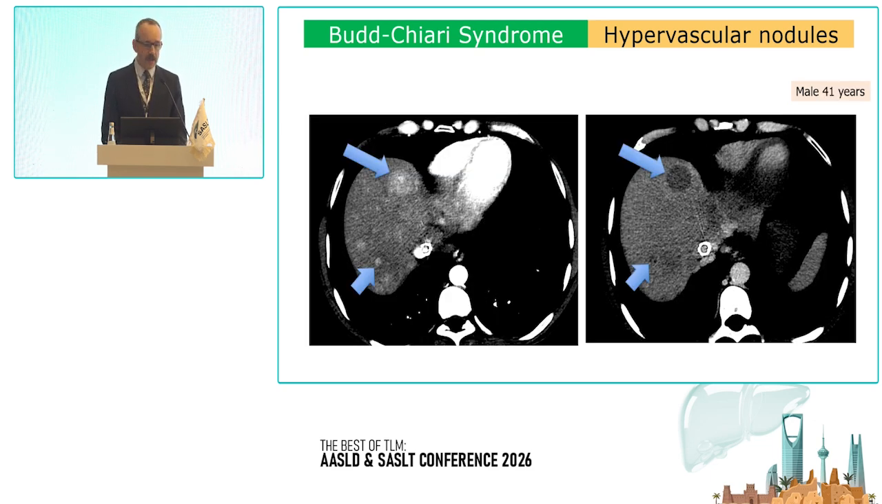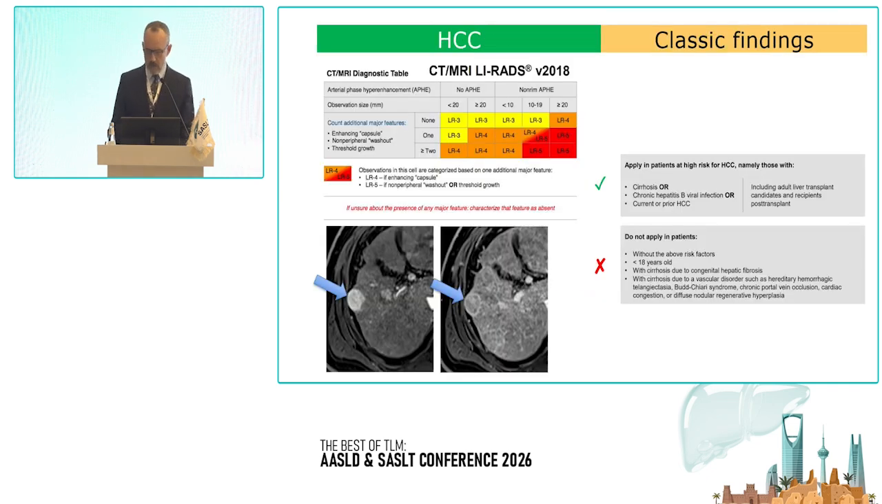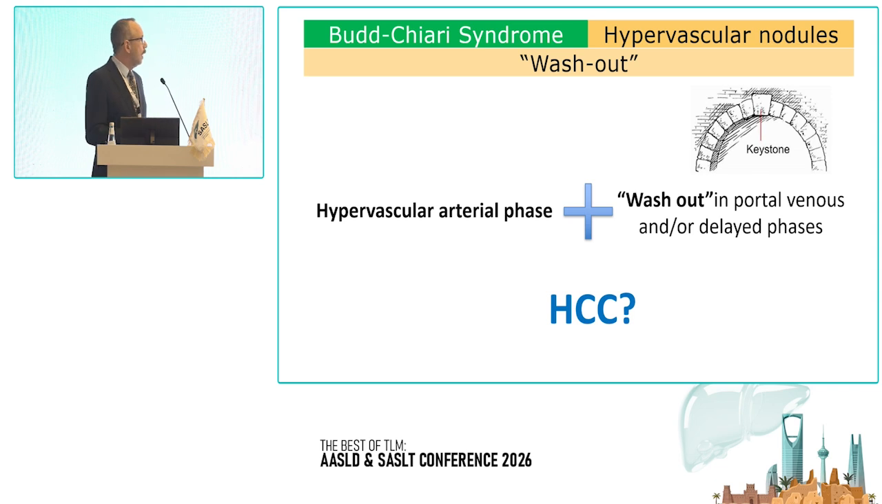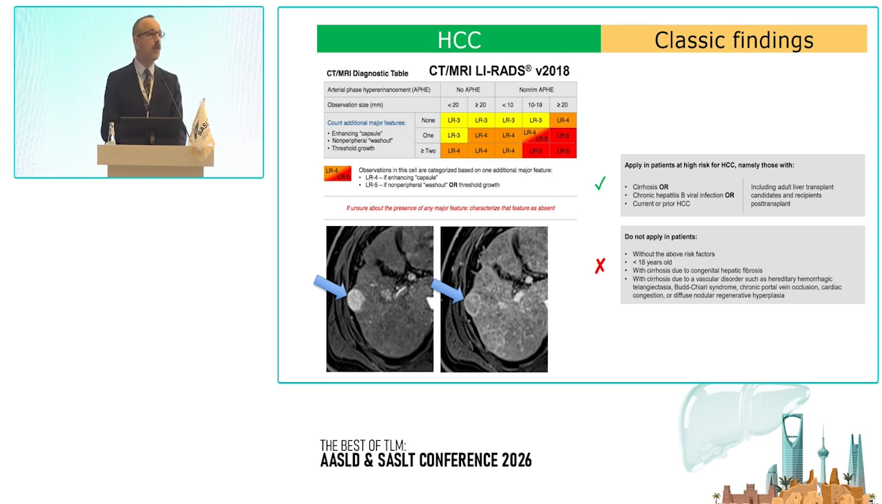Another patient, 41 years old. This patient in particular had a TIPS, as you see there. There are several nodules, different sizes, and a couple of them are washing out. So you all know, you deal with liver diseases and with HCC, that the keystone of HCC precisely is hyperenhancing in the arterial phase and washing out. So are these lesions I showed you before HCCs? Because this is what we deal with.